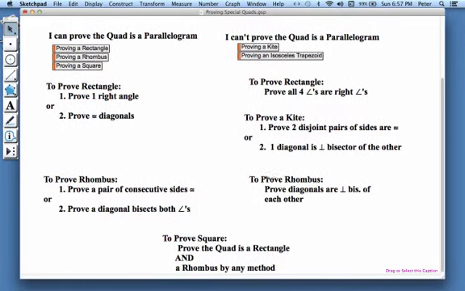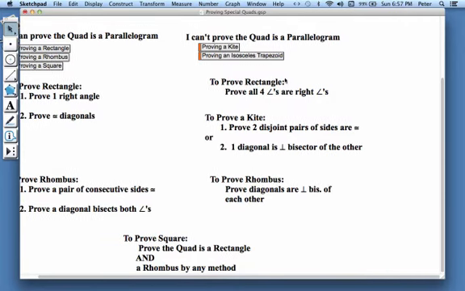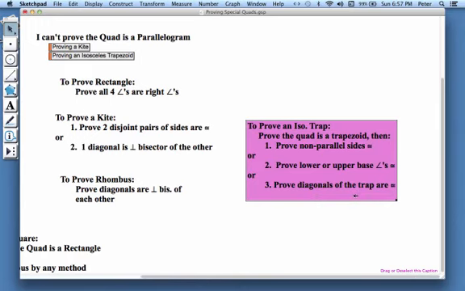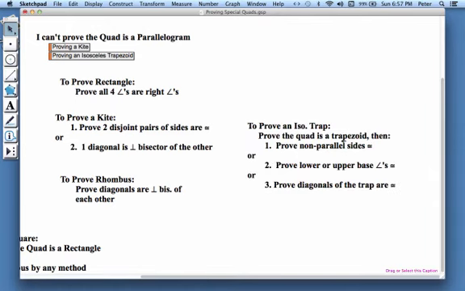All right then, that just leaves isosceles trapezoids. Now remember, a trapezoid is never a parallelogram because it has exactly one pair of opposite sides parallel. To prove then that a trapezoid is an isosceles trapezoid, you must first prove that the quadrilateral is a trapezoid, and then prove the non-parallel sides congruent, or prove that the lower or upper base angles are congruent, or finally, you could show that the diagonals of the trapezoid are congruent.